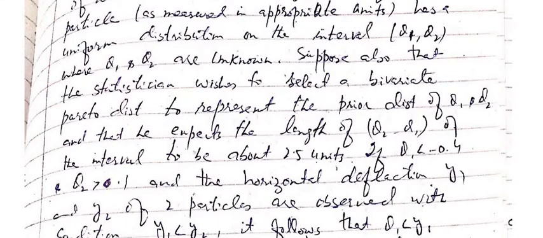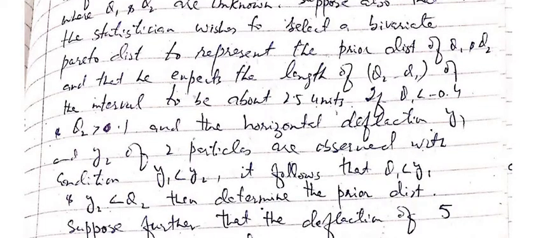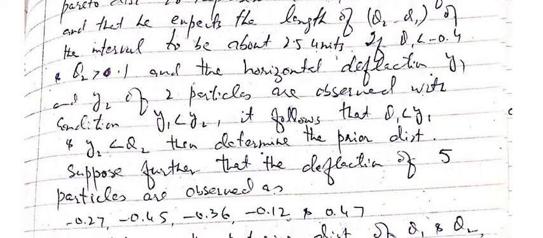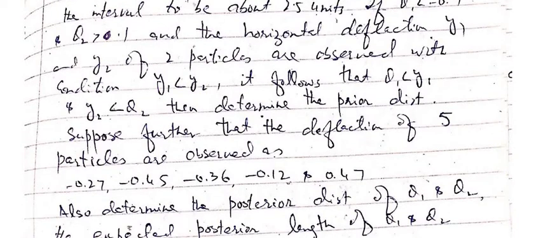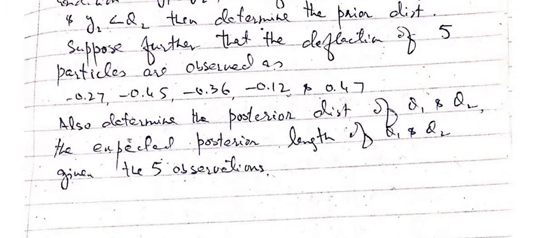If θ1 is less than minus 0.4 and θ2 is greater than 0.1, and the horizontal deflections y1 and y2 of two particles are observed with condition that y1 is less than y2, it follows that θ1 is less than y1 and y2 is less than θ2. Then determine the prior distribution. Suppose further that the deflections of 5 particles are observed as minus 0.27, minus 0.45, minus 0.36, minus 0.12 and 0.47. Also determine the posterior distribution of θ1 and θ2, the expected posterior length of θ1 and θ2, for the given 5 observations.